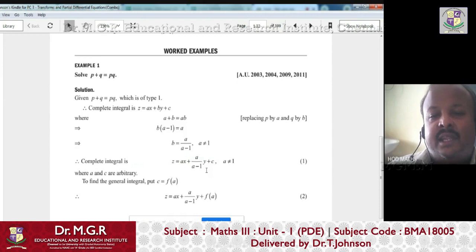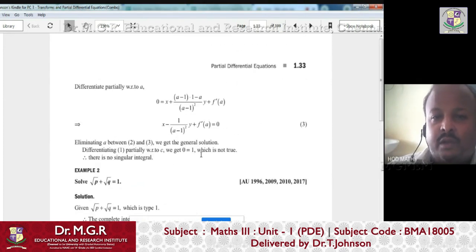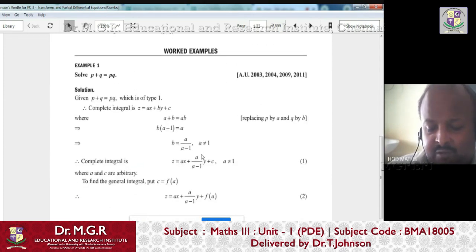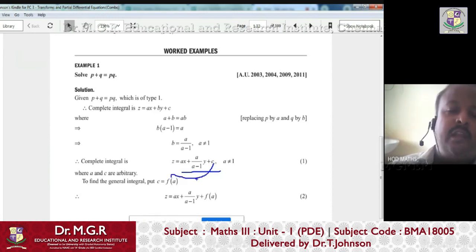And then finding the general solution is very simple. What do we have to do after finding the complete solution? After finding the complete solution, in place of c, we have to put f of a. So this is the step to find the general solution. In the general solution, there won't be any arbitrary constant. Instead of it, an arbitrary function will replace it. So in the complete solution we have arbitrary constants, but in the general solution, the arbitrary constants are replaced by an arbitrary function. So c is replaced by f of a, right?